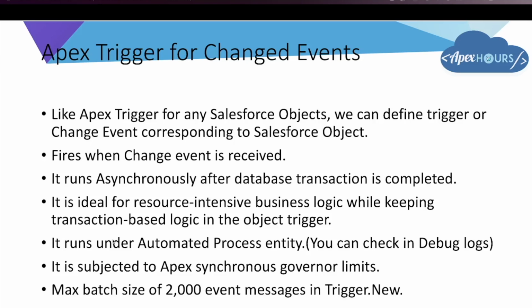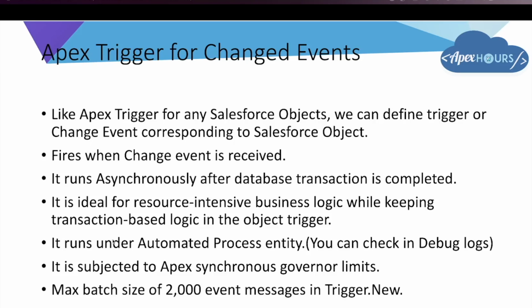Now let's move to understand how we can use Apex triggers for change events. Like the Apex triggers we have for a Salesforce object, we can define triggers on change events corresponding to a Salesforce object. It fires when a change event is received. So this is a point to notice, that whenever a change event is received, this Apex trigger is fired, but it runs asynchronously and it runs after the database transaction is completed. The trigger we have on an sObject is synchronous, but this one runs asynchronously. So it is ideal for resource intensive business logic, while keeping the transaction based logic in the object trigger.